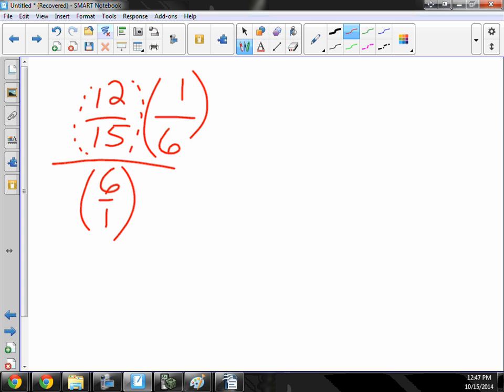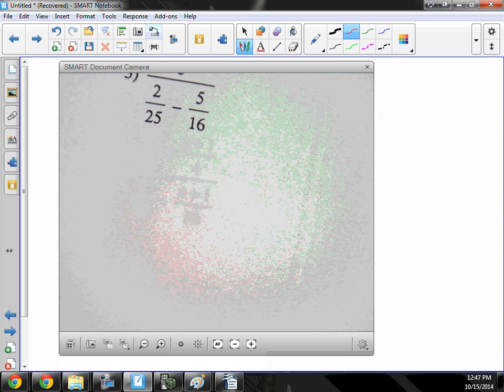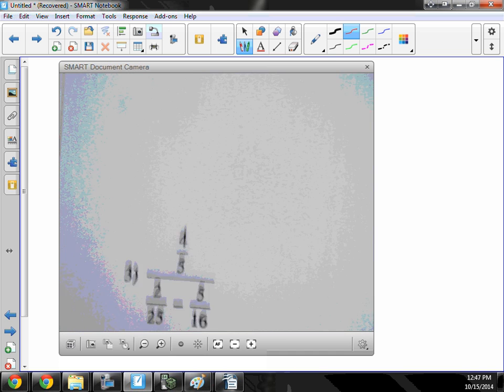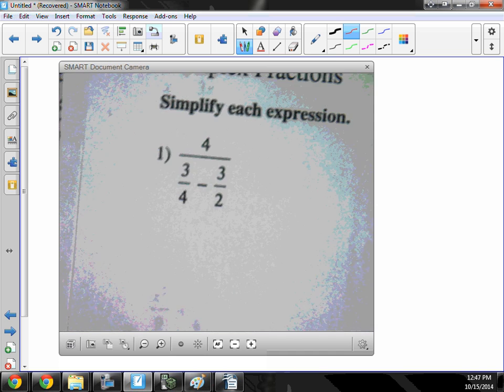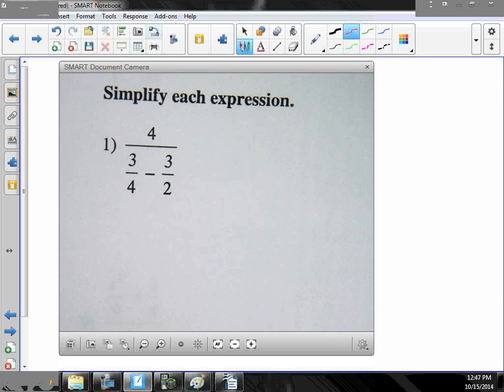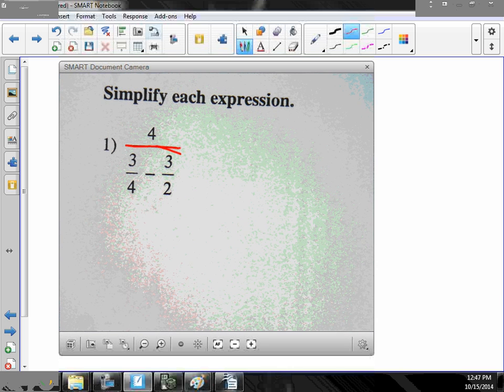Can I simplify anything? So 6 goes into 12 twice. 2 times 1 is 2. 15 times 1 is 15. That's basically all that we're doing today, but we're going to be combining division and addition and subtraction. So take a look at the first problem on your worksheet. So we have two things going on. We have a division and we have a subtraction.